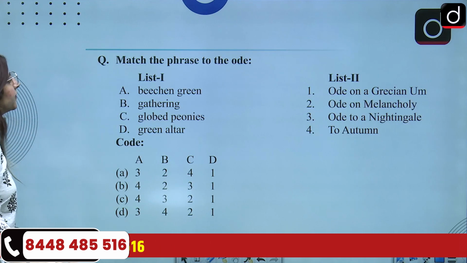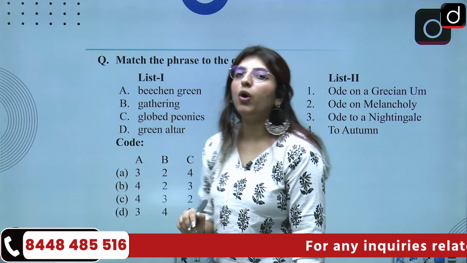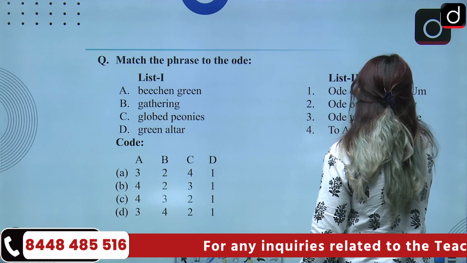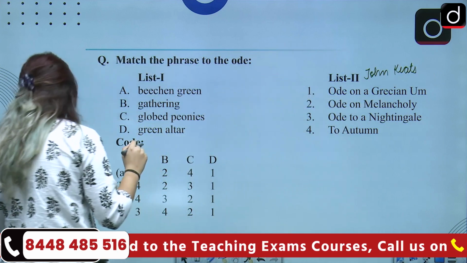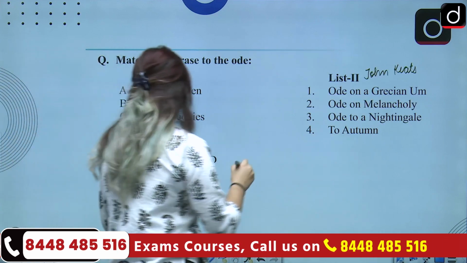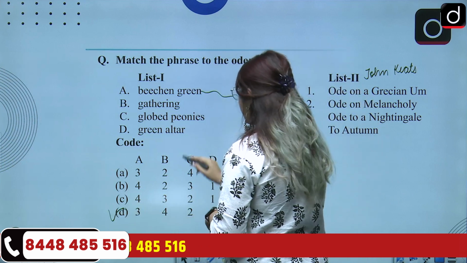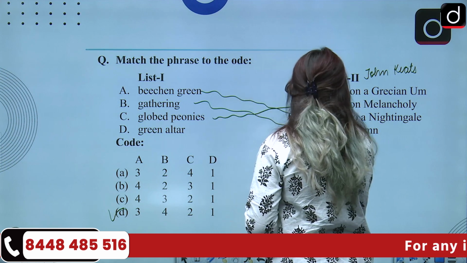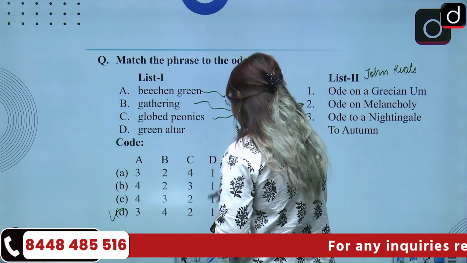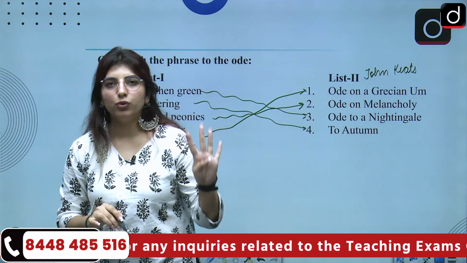Right. Next up. Match the phrase to the ode. All the odes here are written by John Keats. So we'll have to match them up with the right answer. The right answer is option D here. A is to 3, beechen green, Ode to a Nightingale. B is to 4, Gathering to Autumn. C is to two globed peonies in the Ode to Melancholy, and D is to one green altar, Ode on a Grecian Urn. These are the four odes.